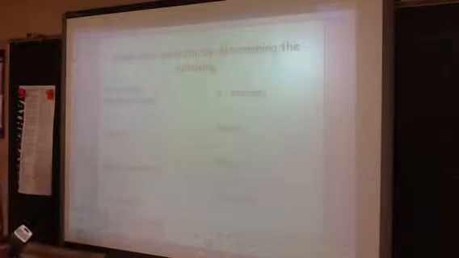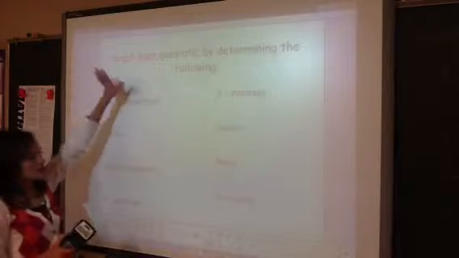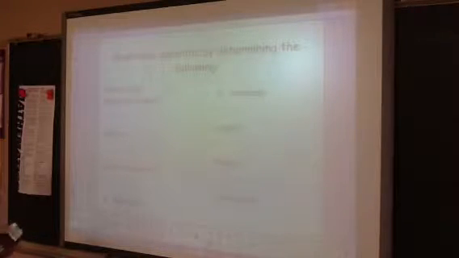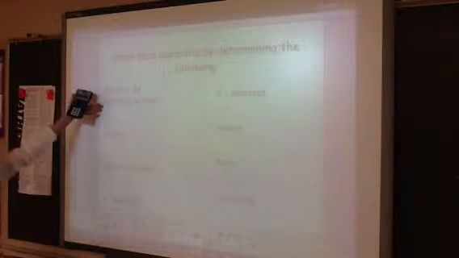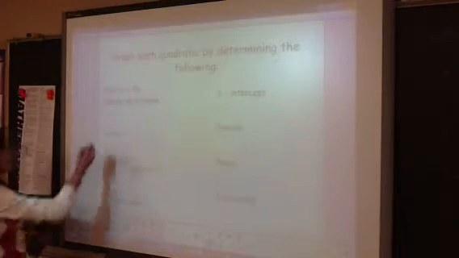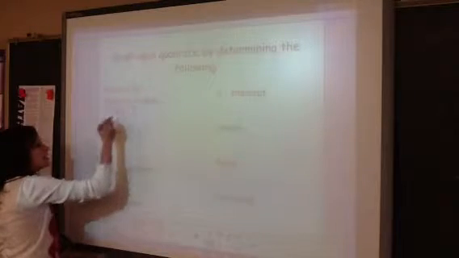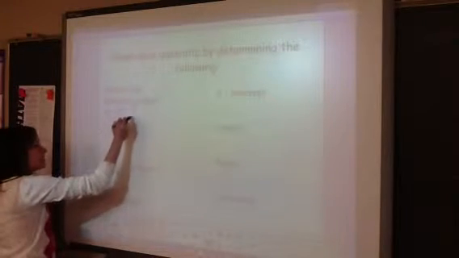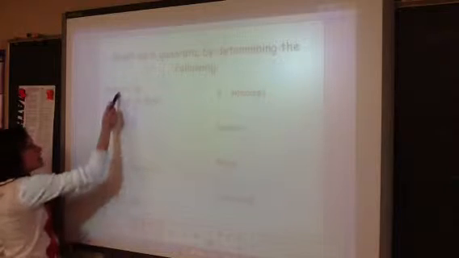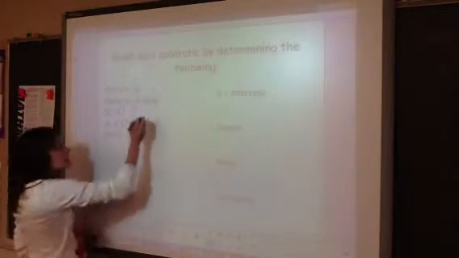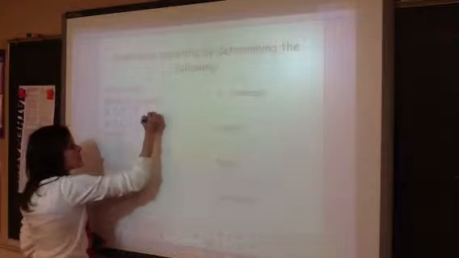Alright, so let's see if we can do these all based off of those rules. So here, to know if a graph opens up or down, if your A value is greater than 0, it opens up. If your A value is less than 0, it opens down. So our A value, we have 1x squared plus 2x. So our A value is 1, so it opens up.